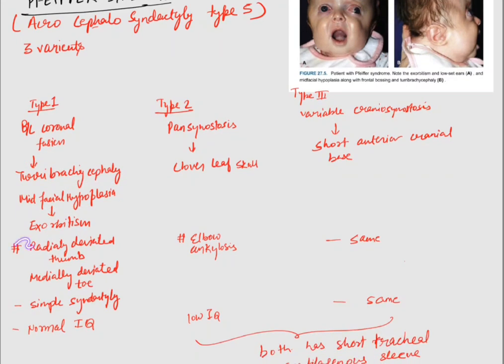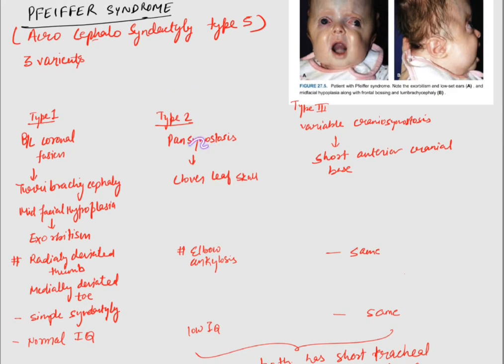The characteristic points differentiating it from Apert and Crouzon syndrome are that there is a radially deviated thumb and medially deviated toes, and there is simple syndactyly. IQ is normal. Coming to type 2 of Pfeiffer syndrome, there is pansynostosis leading to a cloverleaf skull.